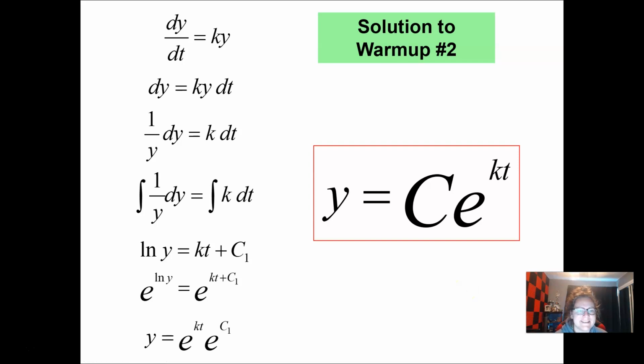Now, does this look familiar? Okay, so hopefully this problem or this solution looks familiar to you. I will explain exactly what it is in just a few slides, okay?